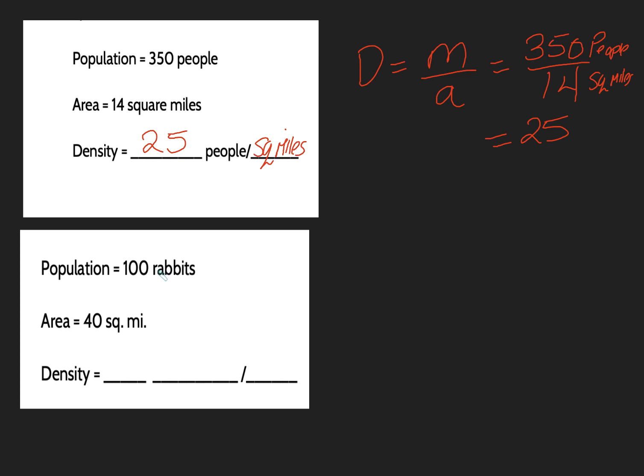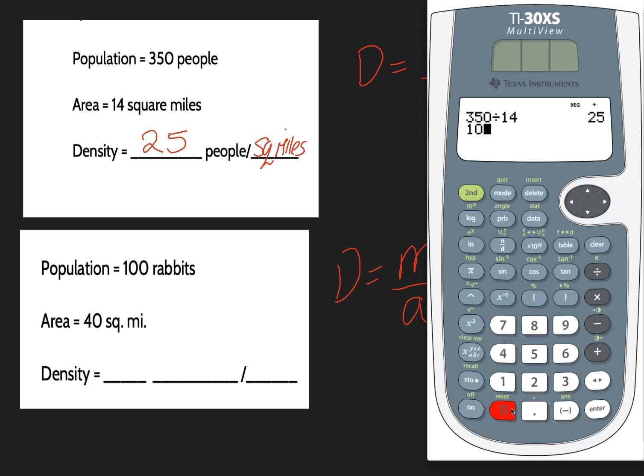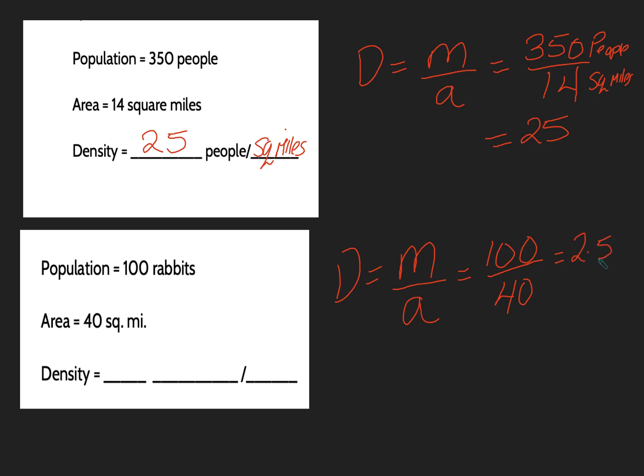I have a population of 100 rabbits and the area is 40 square miles. So my density, which they want, remember density is mass over area. Notice I always write my formula. My mass is 100, that's the population of rabbits. The area they're living in is 40 square miles. Okay, let's get our calculator. 100 divided by 40, I get 2.5. So my answer is 2.5. So here, that's 2.5. Here would be rabbits.